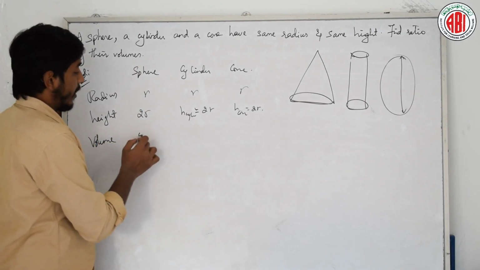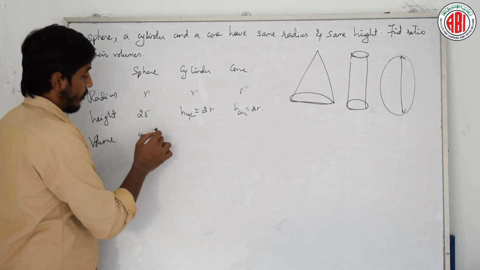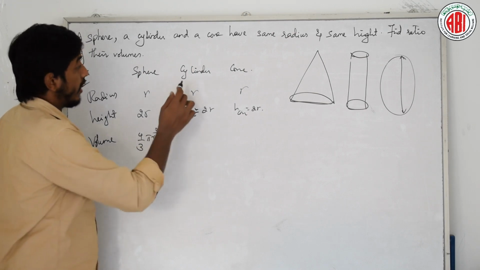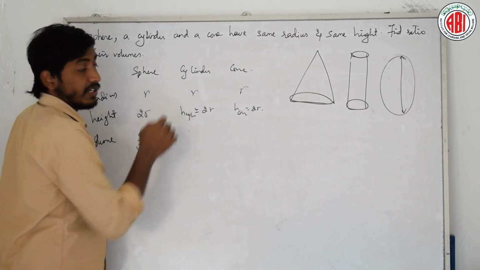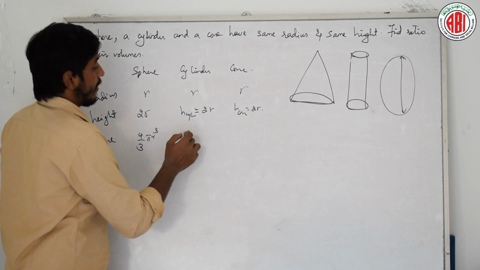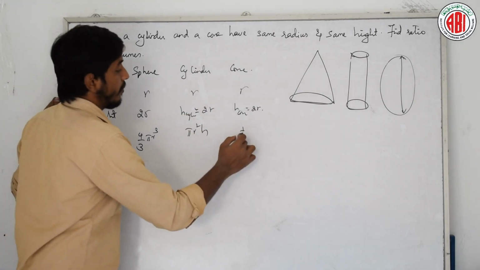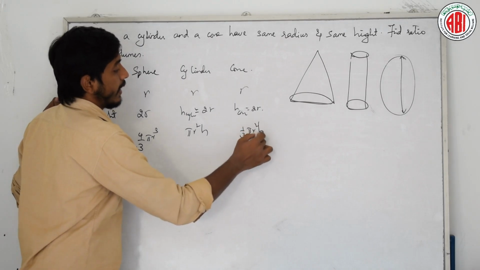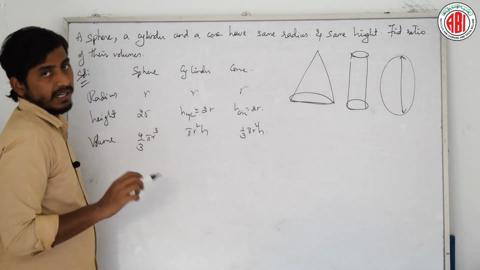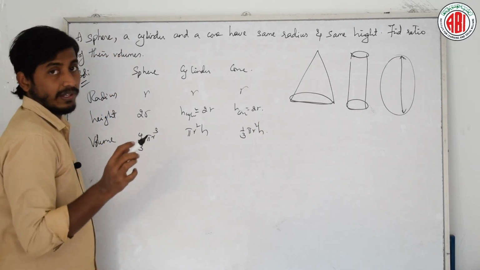What is the volume formula? 4 by 3 pi r cube. Okay, what is the volume of a cylinder? That is pi r square h. What is the volume of a cone? 1 by 3 pi r square h. Is it fine? Shall we find the ratio of all those?